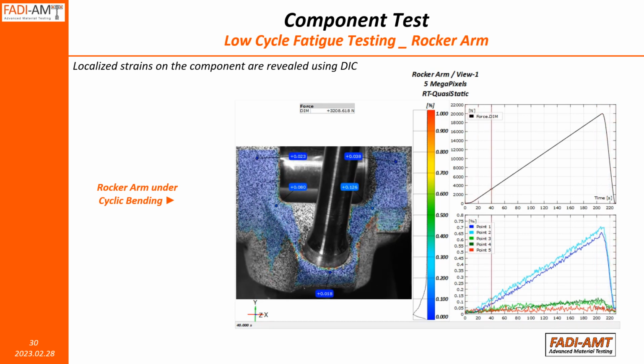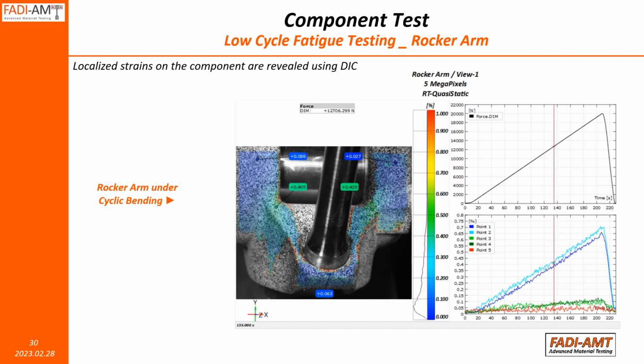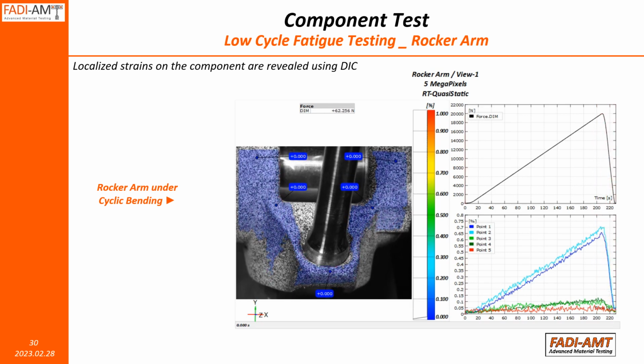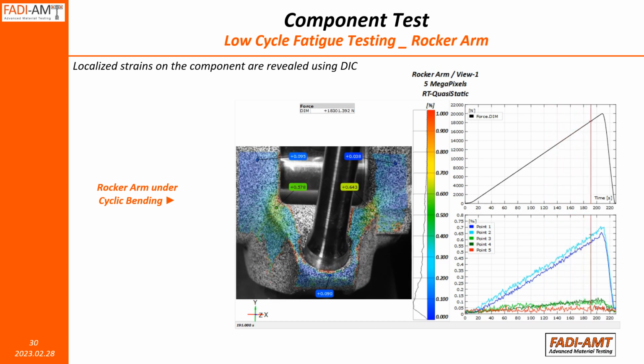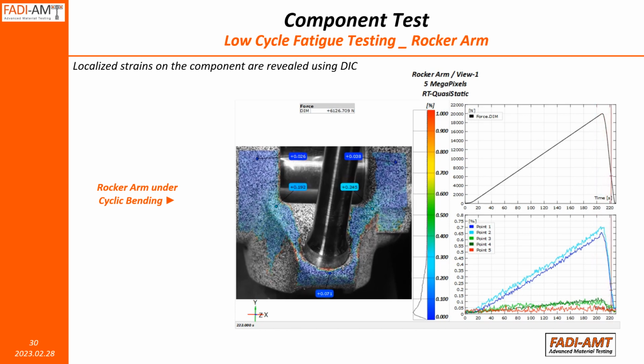So there are virtually infinite numbers of extensometers available to measure the strain at whatever location you want. The bottom right plot is showing the strains at 5 points that were marked, which were the critical locations to the customer, and that's how DIC beautifully captured the strains on the surface of this rocker arm.